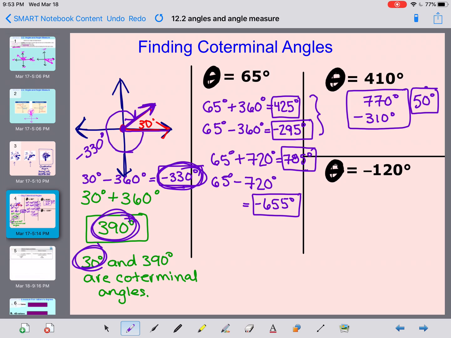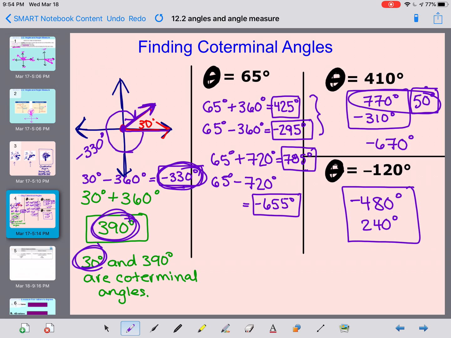Make sure that you don't give these two as a final answer, right? 770 and 50, especially if the directions ask for a positive and a negative, right? So you could have 770 and negative 310, or you could have 50 and negative 310. Another answer I sometimes get is negative 670. So if that was one of your negatives, you're good. For negative 120 degrees, these are the most popular answers I get.